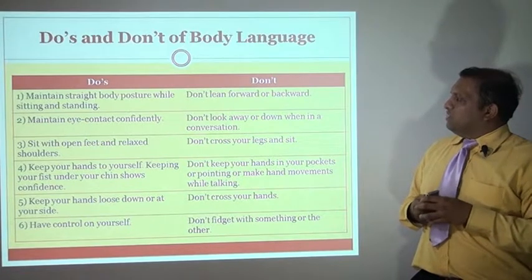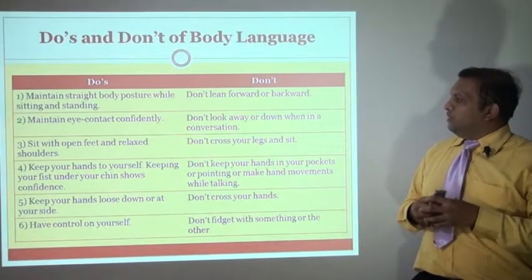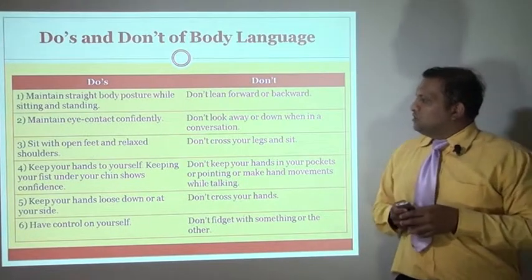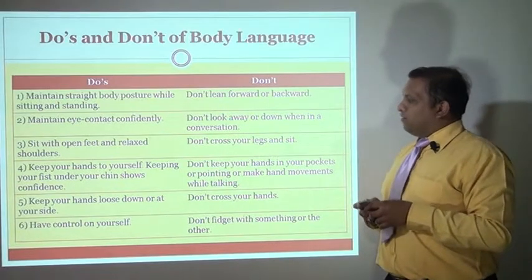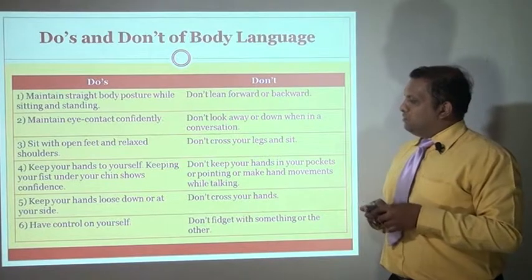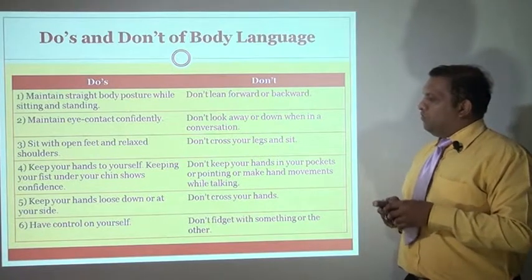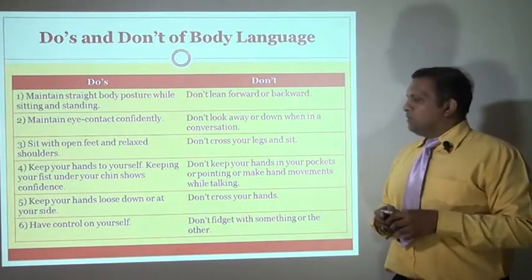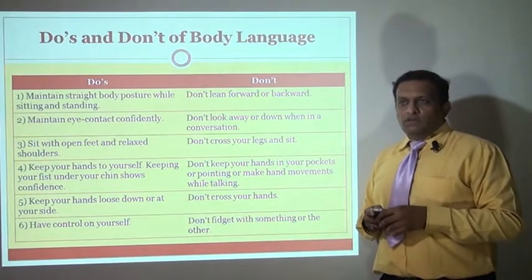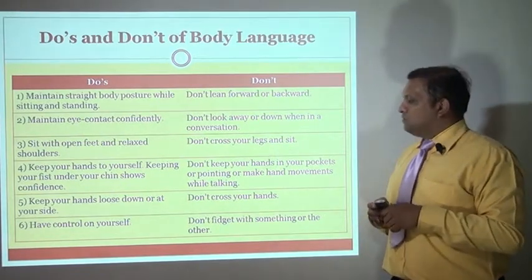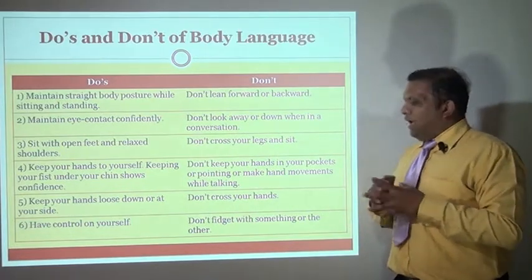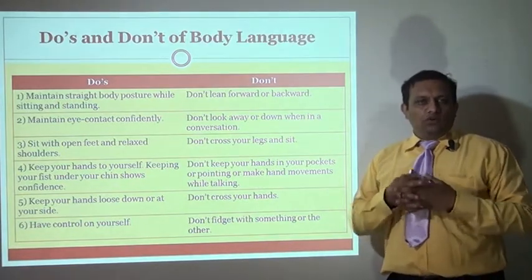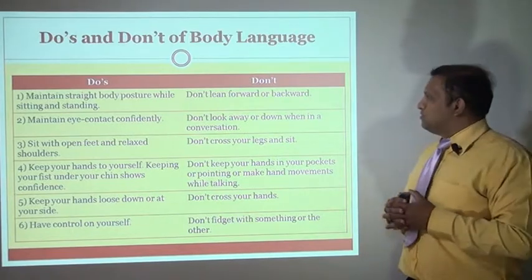So, summing up the do's and don'ts of body language. The do's include maintaining a straight body posture, maintaining eye contact, being confident, sitting or standing with open eyes and relaxed shoulders, keeping your hands to yourself, not having objects in your hands, keeping your hands loose instead of stressed, and having control over your actions, your emotions and your postures.